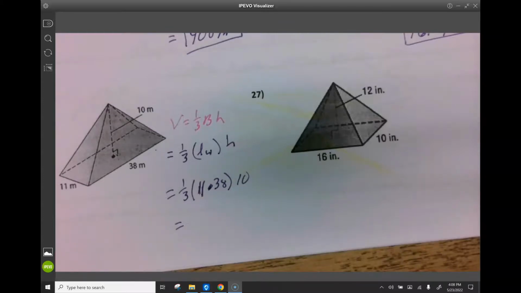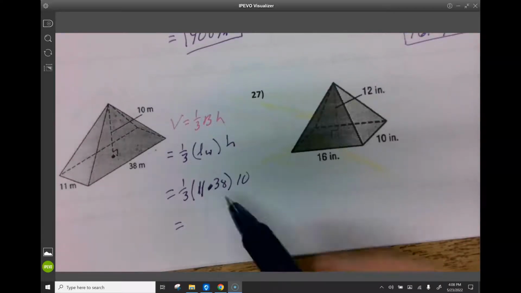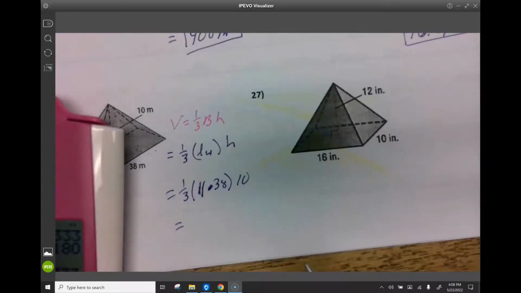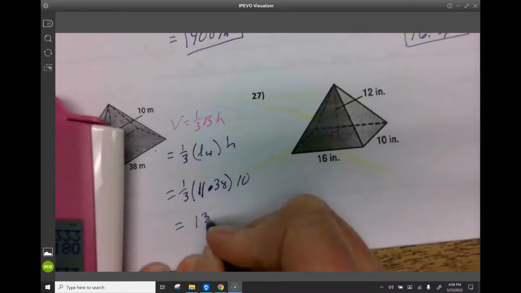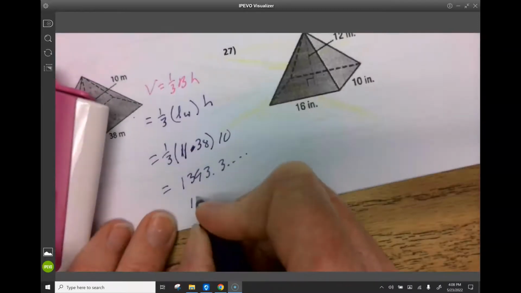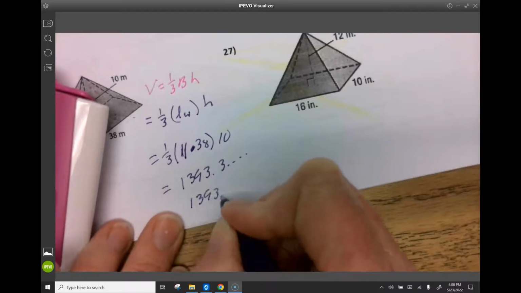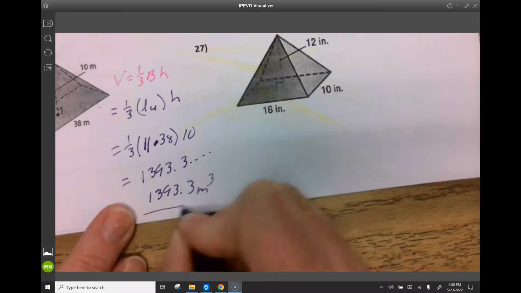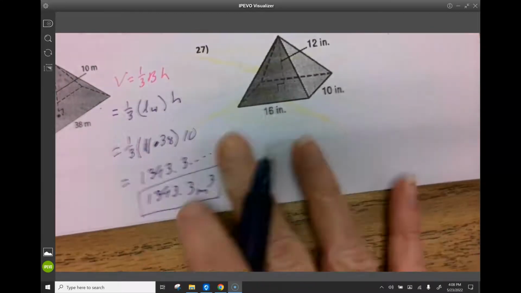Now what I do is I take 11 times 38 times 10, and then I divide by 3. So then I don't have to put a fraction at all. I multiply these 3 in, and then I divide by 3. That's the same as multiplying by 1/3. So I got 1393.33333, so it's 1393.3. What are we in? Meters. We're in volume, so it's cubed.